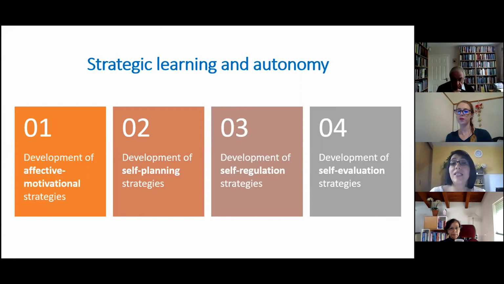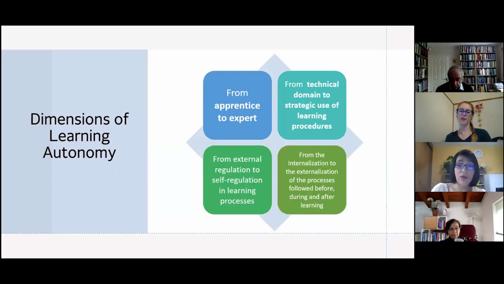The important aspect we need to focus on is the development of affective motivational strategies, development of self-planning strategies, self-regulation, and finally self-evaluation strategies. We also need to focus on the dimensions of learning autonomy. So we need to consider this process of forming our students in learning autonomy, from apprentice to expert, from technical domain to strategic use of learning procedures, from external regulation to self-regulation in learning processes, from internalization to the externalization of the process followed before, during, and after learning.